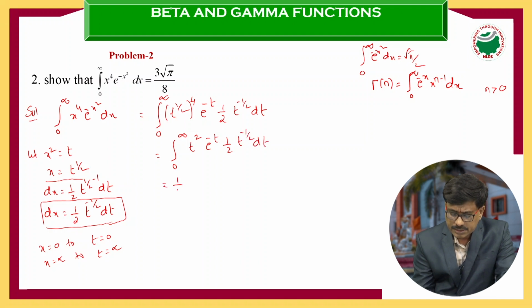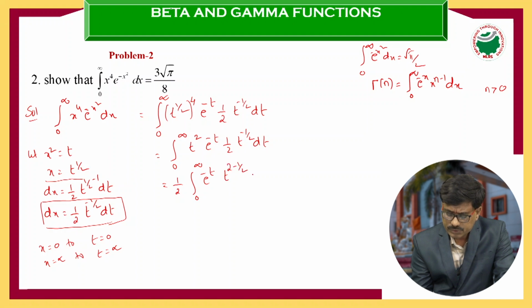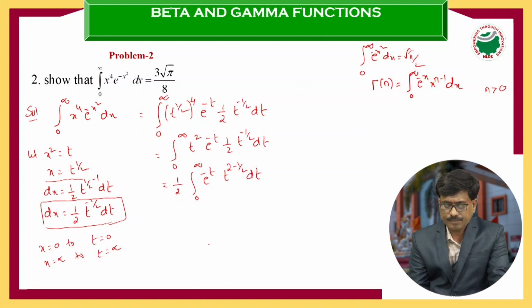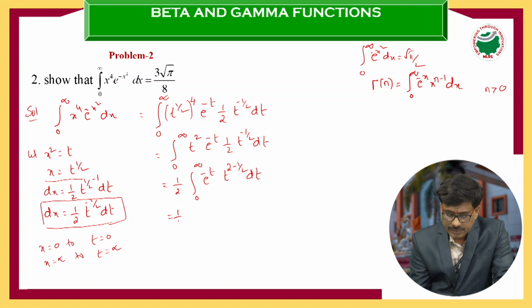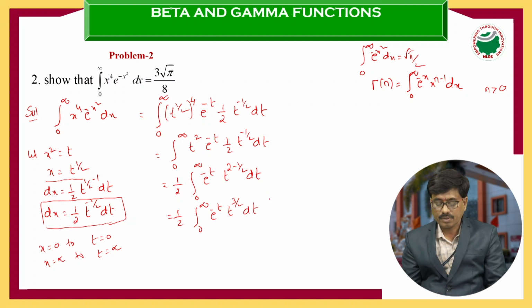Let us take the constants outside. Integral 0 to infinity e power minus t, t power 2 minus 1 by 2 into dt. Let us take this value 1 by 2 into integral 0 to infinity e power minus t, t power, this becomes 4 minus 1, 3 by 2 into dt.